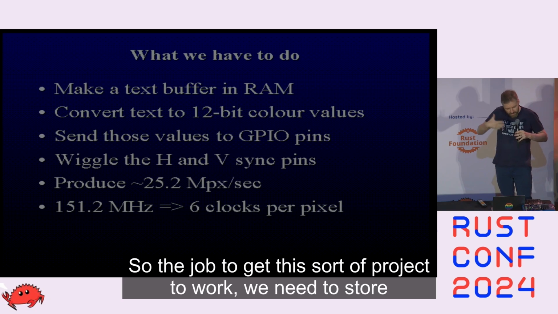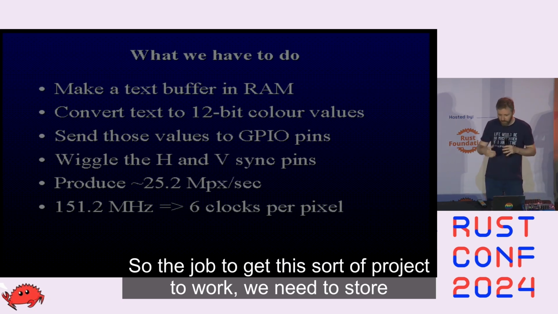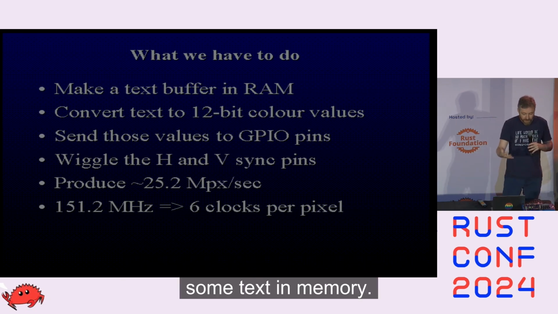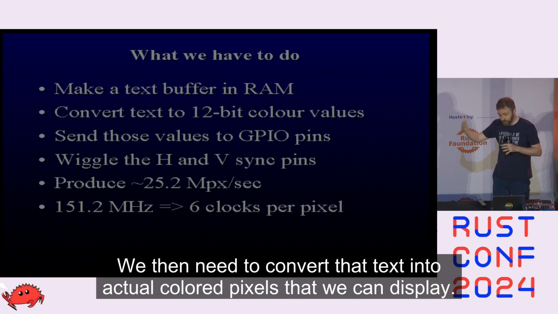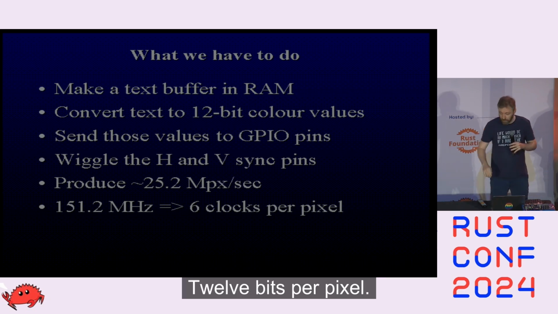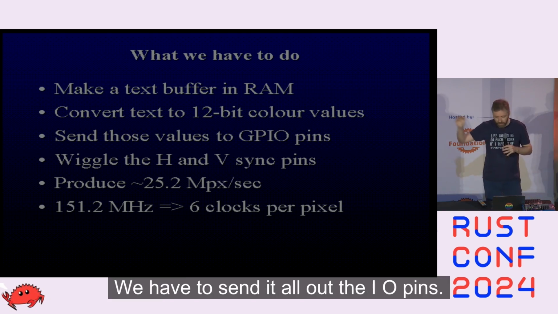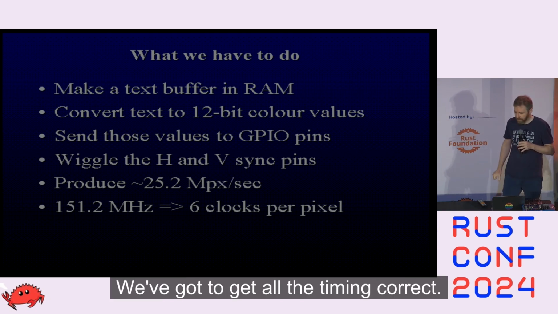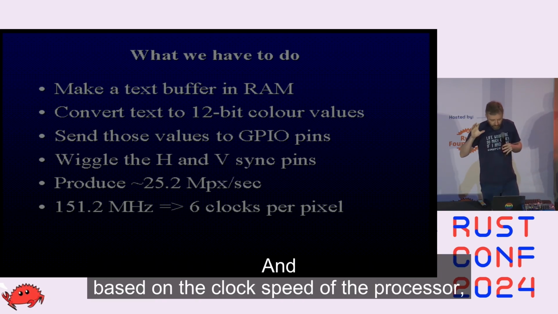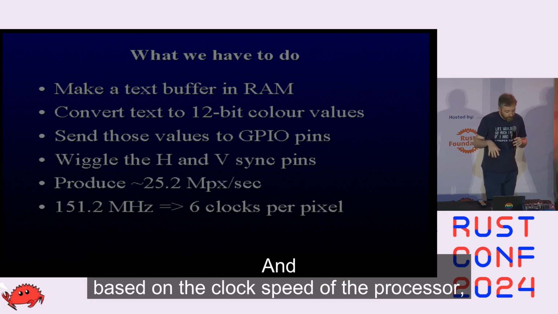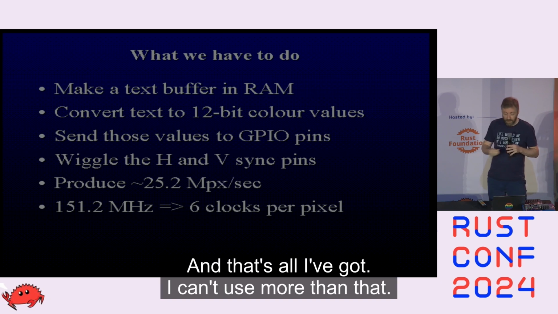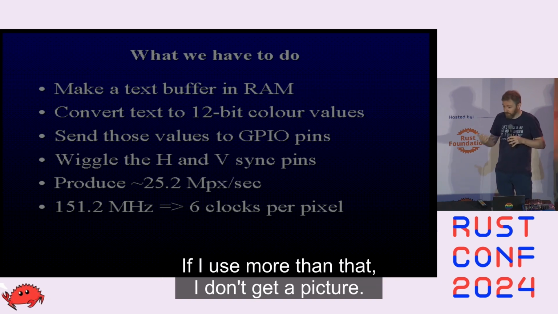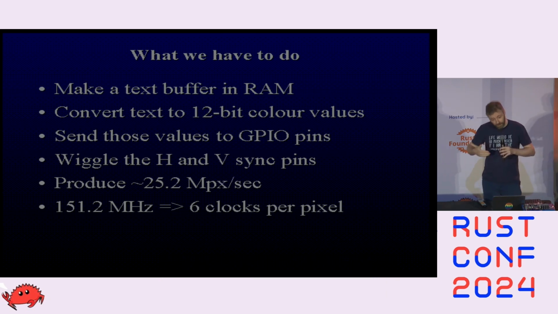So the job to get this sort of project to work, we need to store some text in memory. We then need to convert that text into actual colored pixels that we can display with 12 bits per pixel. We have to send it all out the I/O pins. We've got to get all the timing correct. And based on the clock speed of the processor, I've got about 6 clock cycles to do every pixel. And that's all I've got. I can't use more than that. If I use more than that, I don't get a picture. Ask me how I know.